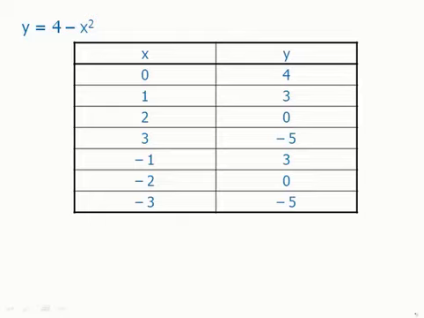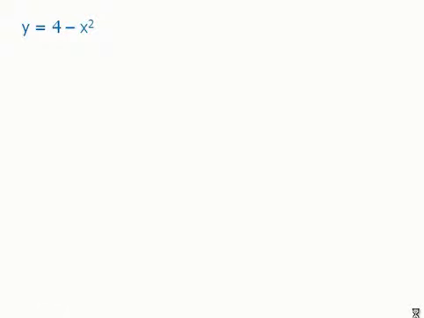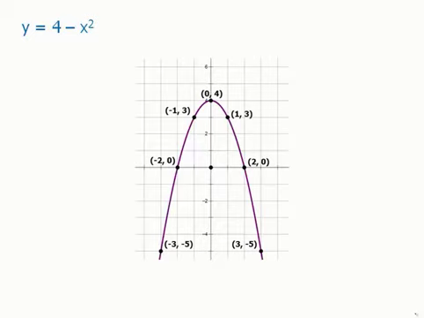So we certainly see some symmetry emerging here. And in fact, if we plot these points, then what we'll get is a graph, and it will be very clear that 0, 4 is the vertex, and the line of symmetry is the y-axis.